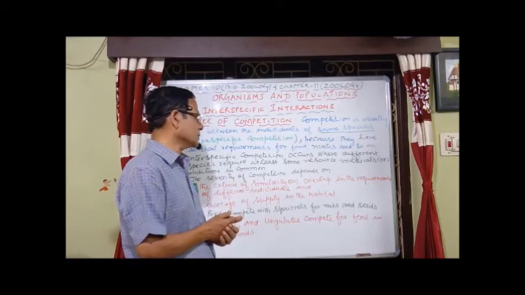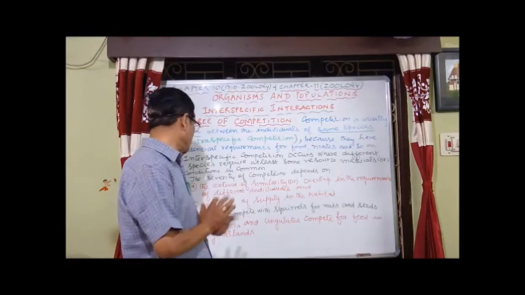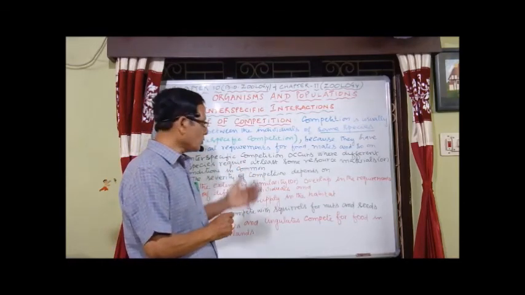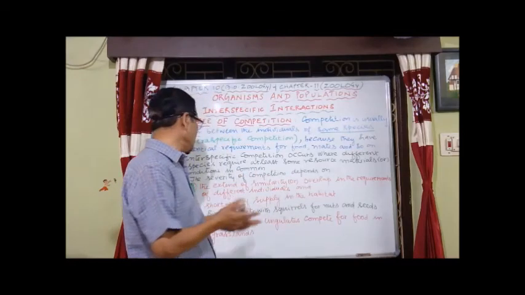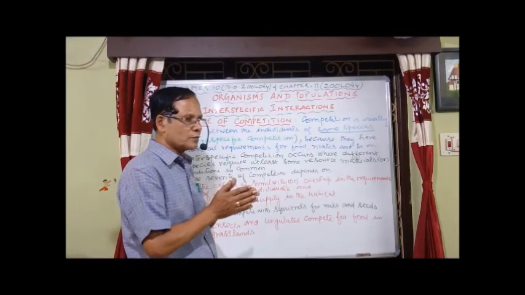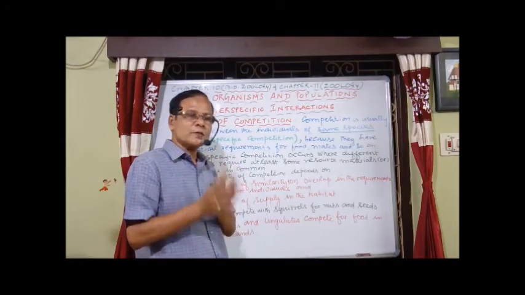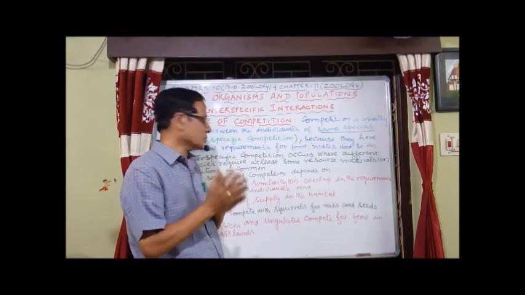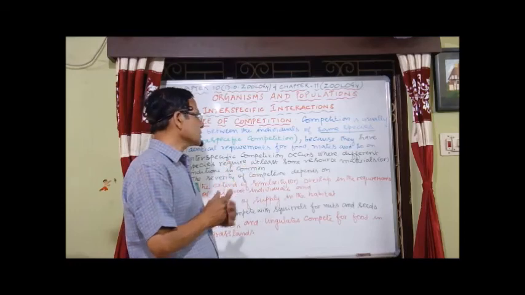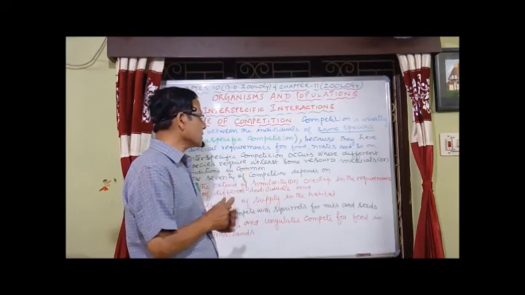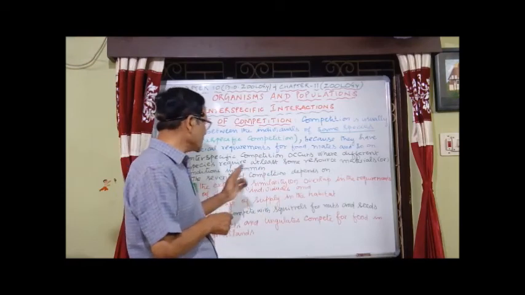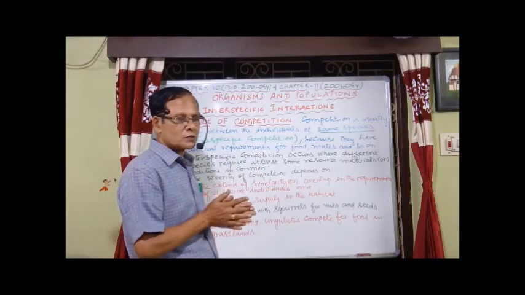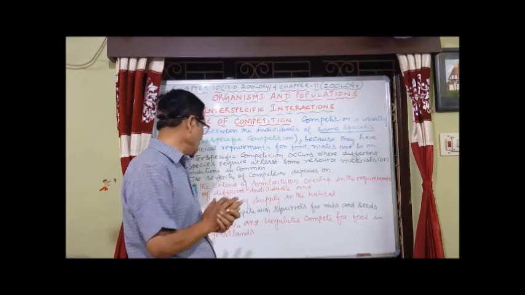First, the extent of similarity or overlap in the requirements of different individuals. When there is a similarity or overlap in requirements, the same kind of food, the same kind of space, the shelter, and when they have the same type of niche also, the competition is severe. So the extent of similarity or overlap in the requirements of different individuals increases the severity of competition. When there is a common resource for two different species, the severity is more.